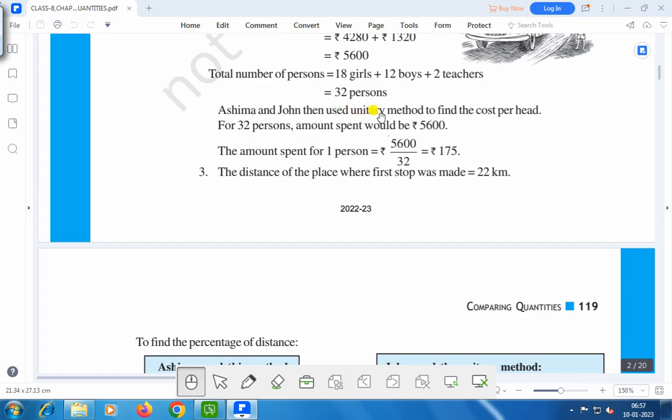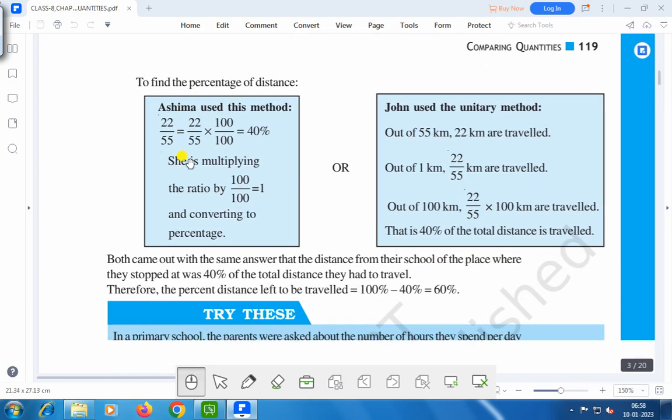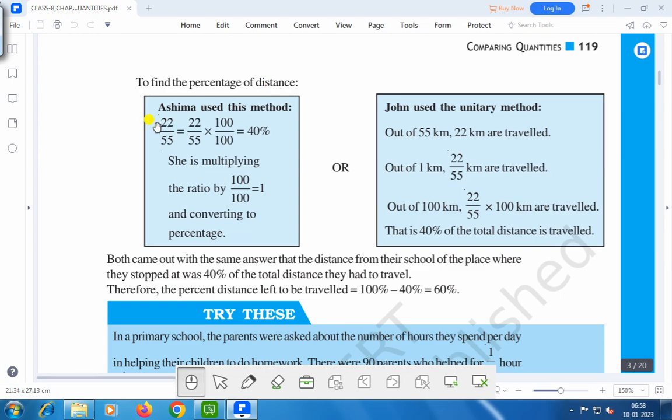Asima and John then used the unitary method to find the cost per head. For 32 persons, the amount spent would be rupees 5600. Amount spent for one person, 5600 by 32, that is rupees 175. The distance of the place where the first stop was made is 22 km. To find the percentage of distance, Asima used this method. Out of 55, it is 22/55 × 100/100, that is 40%. Since multiplying the ratio by 100/100, that is 1, and converting to percentage.